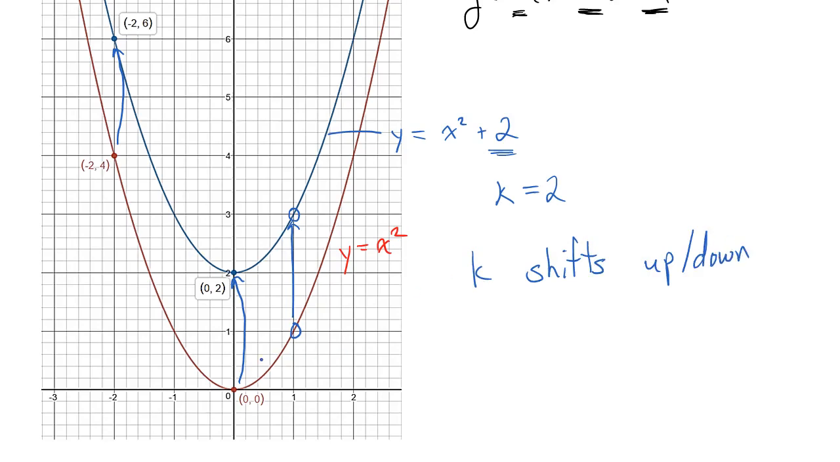Now, unlike the h where it's kind of opposite of what you expect, k works exactly how you'd expect. If you add 2 on the end, it's going to go 2 up. If you subtract 2 from the end, we're going to go 2 down.